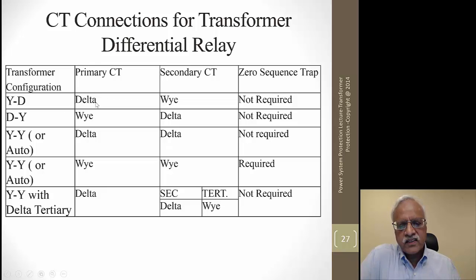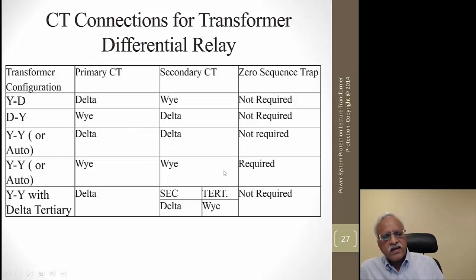If it is a Y delta transformer, we are using delta and Y, and then you can ignore the zero sequence trap because the Y side is connected in delta. It is IA minus IB, which takes care of the zero sequence. And if it is a delta Y, in the same way we are connecting the CTs in Y on the delta side and then delta on the Y side. So there is no zero sequence current coming into the relay anytime.